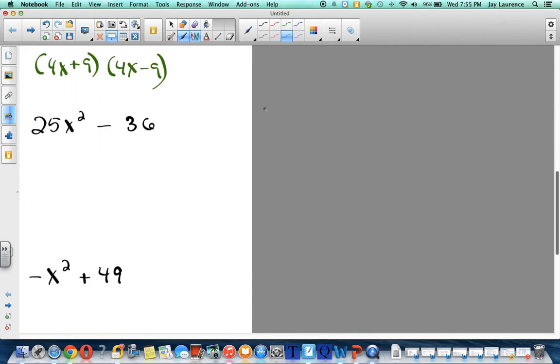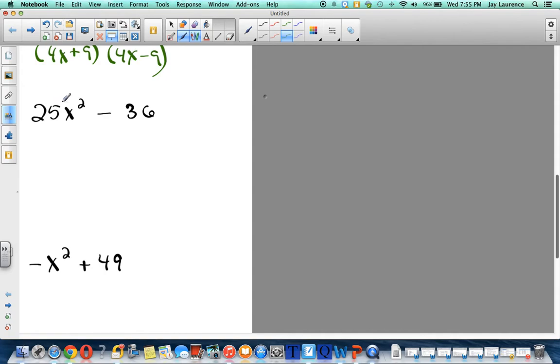Go ahead, you try it on this one here. 25x squared minus 36. Okay? Hopefully you've tried it. If you didn't know what to do, you could always back up the video. I'm stalling for you so you can try it. I really want you to try it on your own because you're not going to learn it just by watching me. Got to try it.